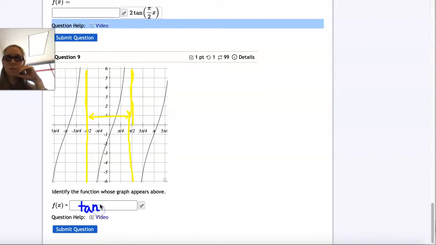So I'm just going to write tangent x, and now I'm going to observe that this graph has been shifted down 1 unit. And since it has been shifted down 1 unit, I need to have this -1 afterwards to represent the graph being shifted down 1 unit. And the only thing left I need to figure out is the number that goes in front here. We can look at the quarter cycles. Here's a quarter cycle. Follow this up, and I am at the point 3.